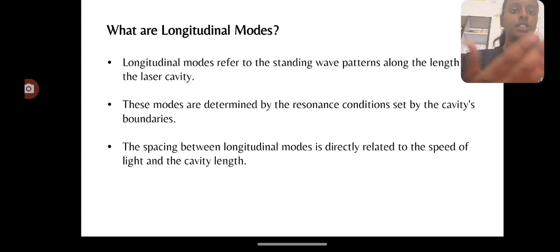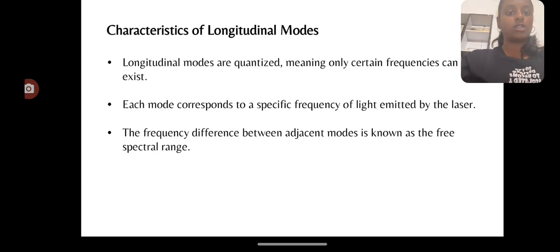So coming to the first, longitudinal modes. Longitudinal modes refer to the standing wave pattern along the length of the laser cavity. These modes are determined by the resonance conditions set by the cavity's boundaries. The spacing between longitudinal modes is directly related to the speed of light and cavity length. The longitudinal modes refer to the standing waves and the transverse modes refer to the horizontal waves.